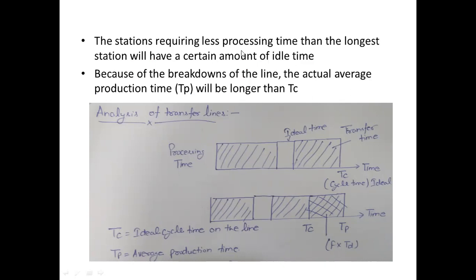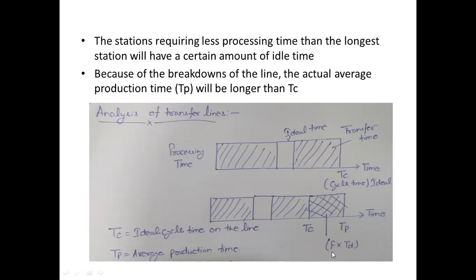The stations requiring less processing time than the longest station will have a certain amount of idle time. Because of breakdowns of the line, the actual average production time TP will be longer than TC. What is the meaning of this? See what happens in the second diagram. If there is some fault in the machine, there may be a breakdown, or there are some more reasons which I will share with you in the next slide, due to which there may be downtime, also called breakdown time. We have to calculate this downtime, and the downtime is TD.